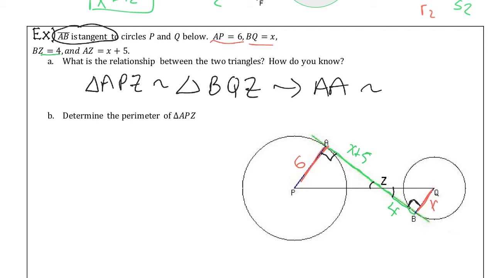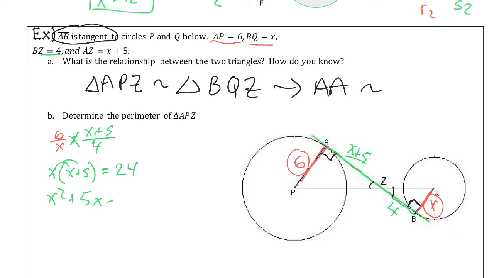So with similar triangles, I could set up a proportion. So let's do that here to solve for x. So 6 over x, I have radius 1 over radius 2, equals, all right, I got x plus 5 over 4. So we're going to cross multiply. x times x plus 5 equals 6 times 4 is 24. So we get x squared, don't forget to distribute, plus 5x equals 24. So x squared plus 5x minus 24 equals 0. So you have an x squared and an x and a constant. So I want to get it equal to 0 so I could factor.